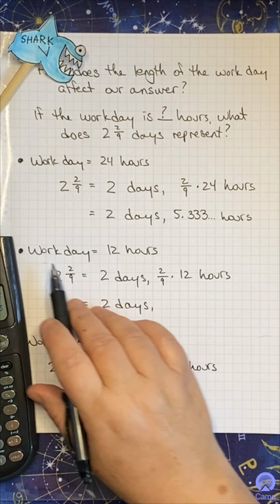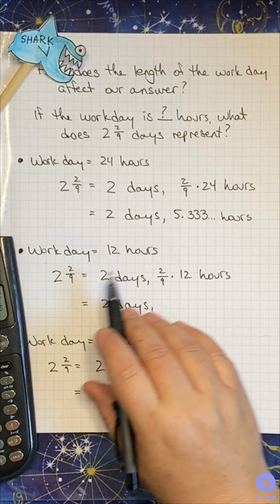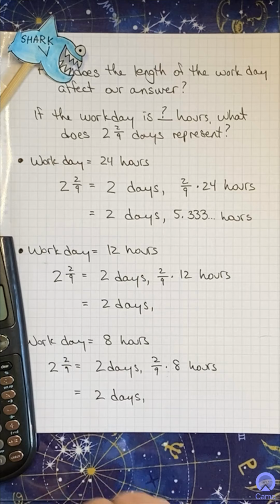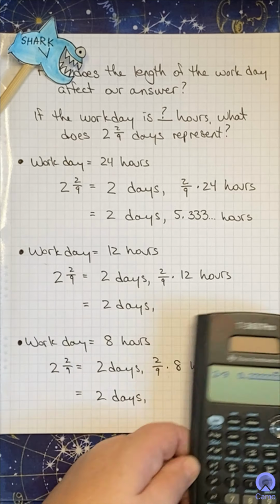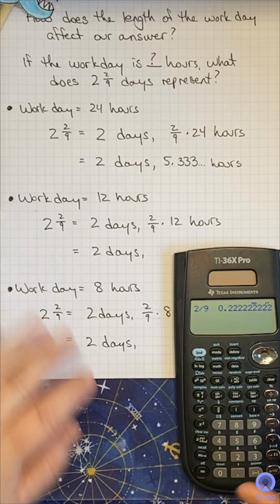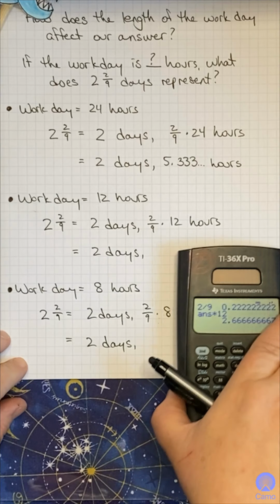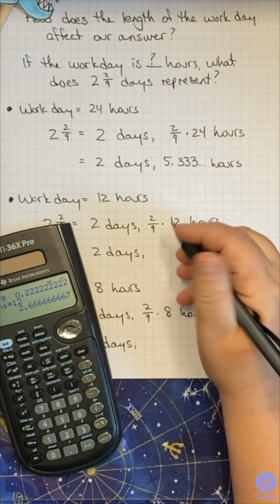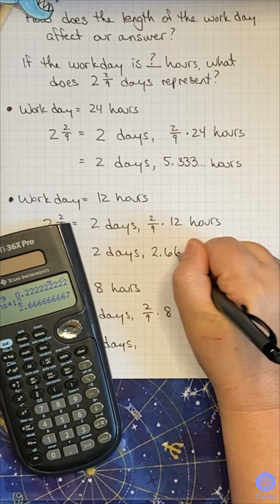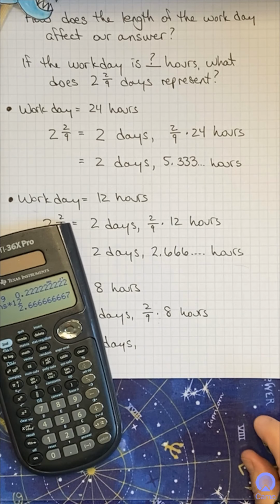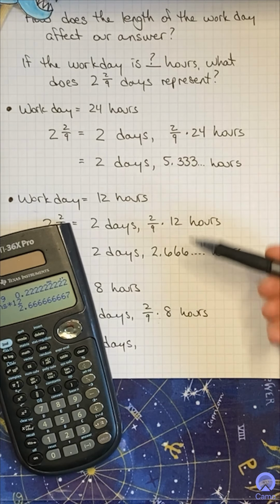So maybe a more standard workday might be 12 hours. Well, then 2 and 2/9 days would be 2 days, and then I would go ahead and do 2 divided by 9. Again, it's going to show me part of the answer. It knows more. And I'm going to multiply by 12 hours in a day. And that's going to tell me that this is going to take 2 days, 2.666, etc. hours.